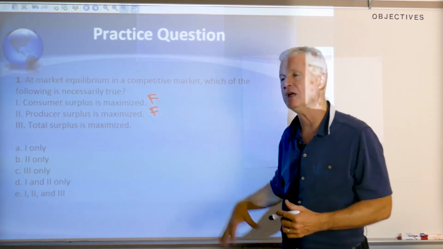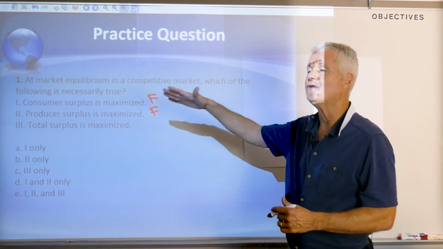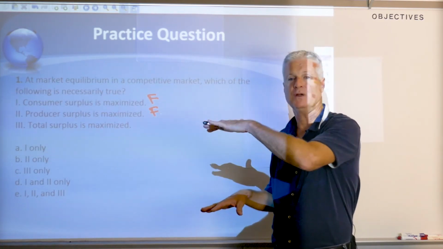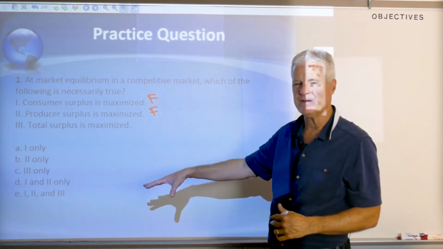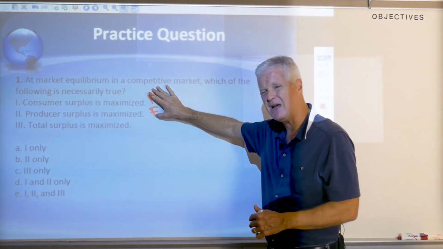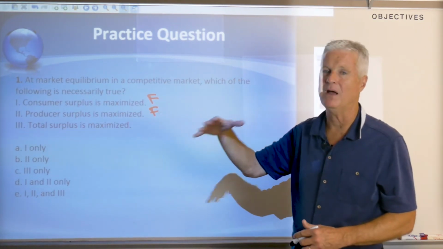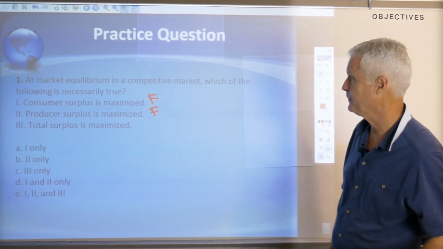We can actually increase consumer surplus by creating a price ceiling, and we can increase producer surplus by creating a price floor. We'll get to that later. So those aren't true, even though they make sense. They're not true, but total surplus is maximized at equilibrium. So that would be answer C.